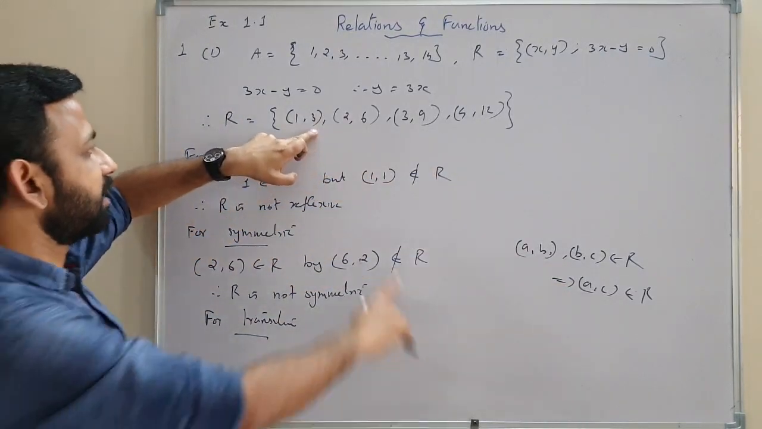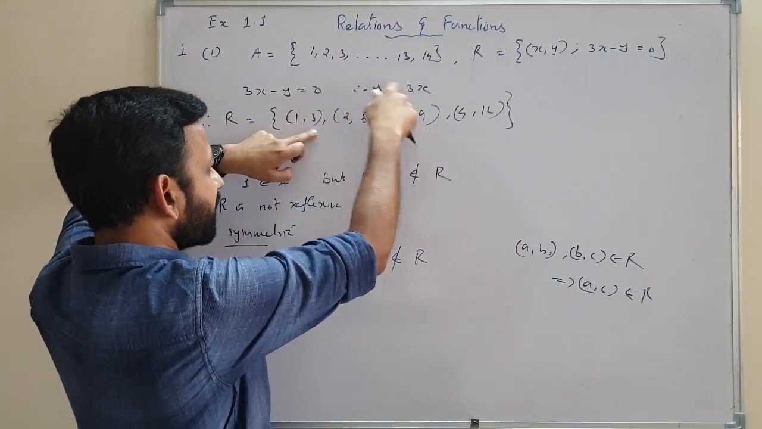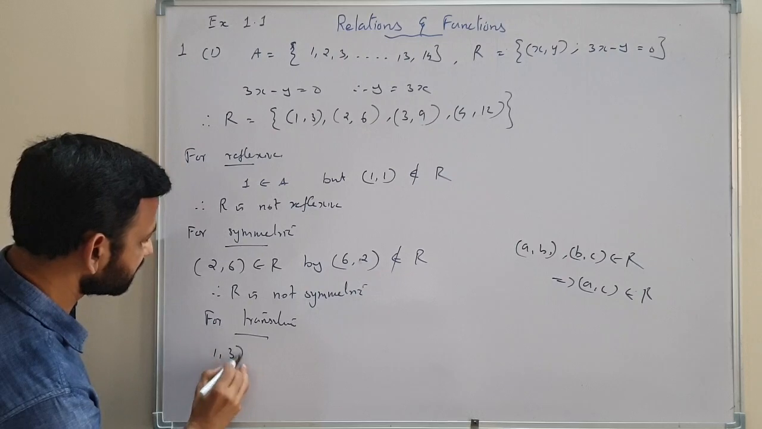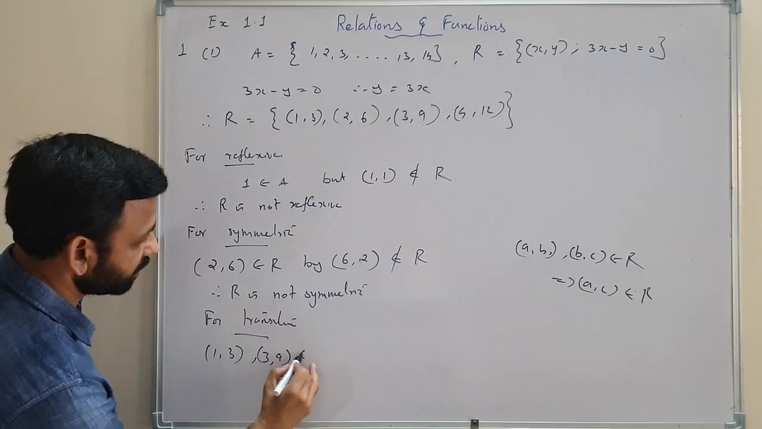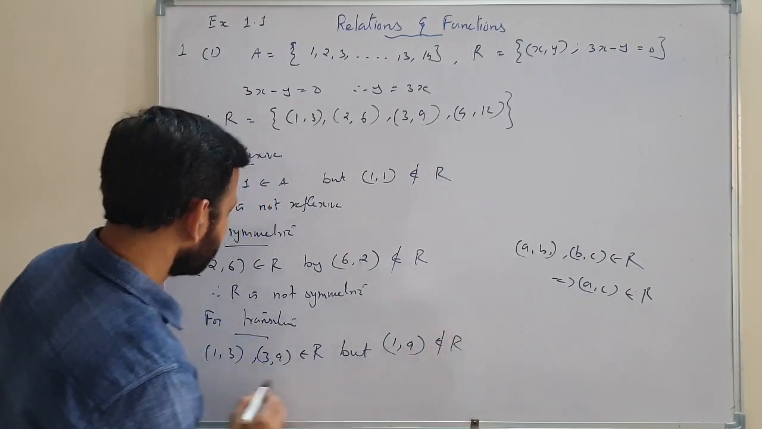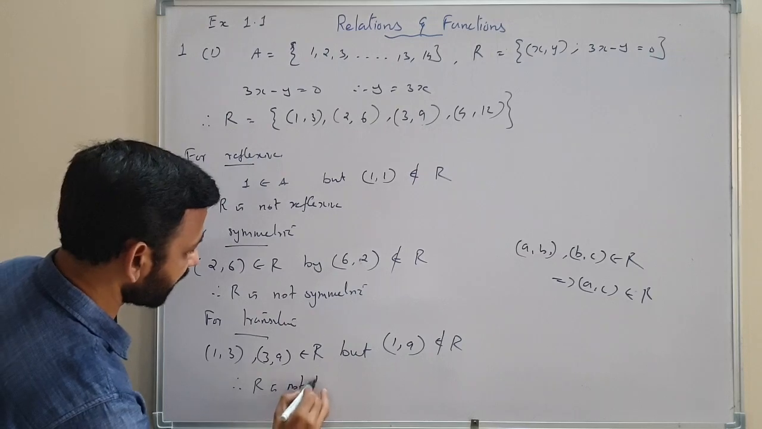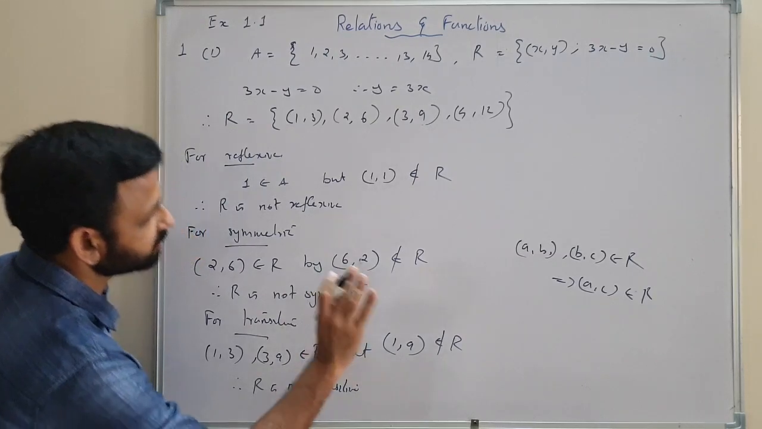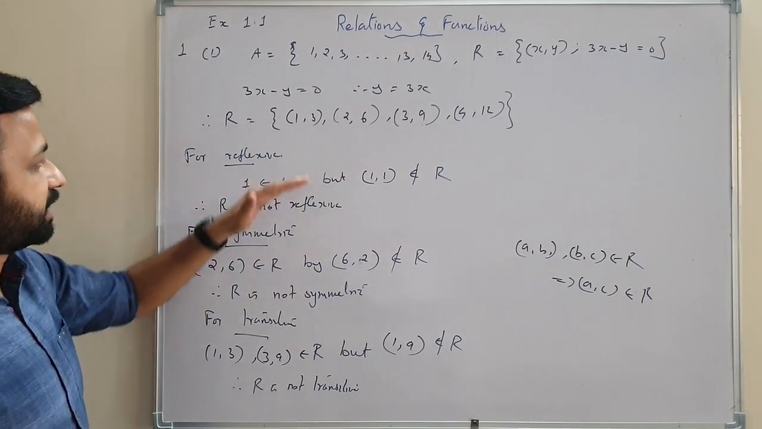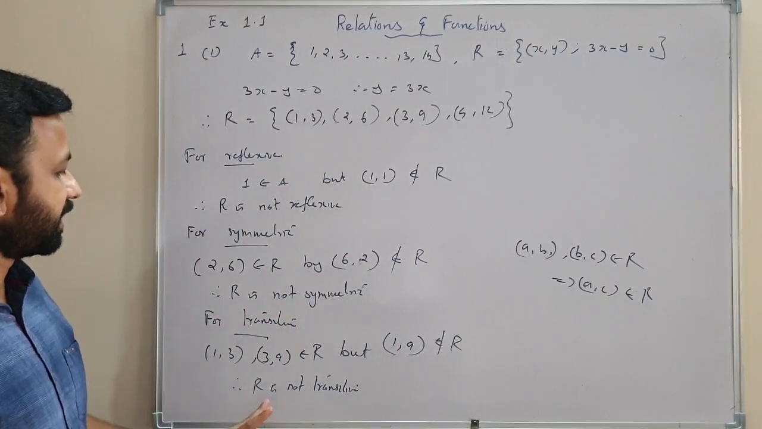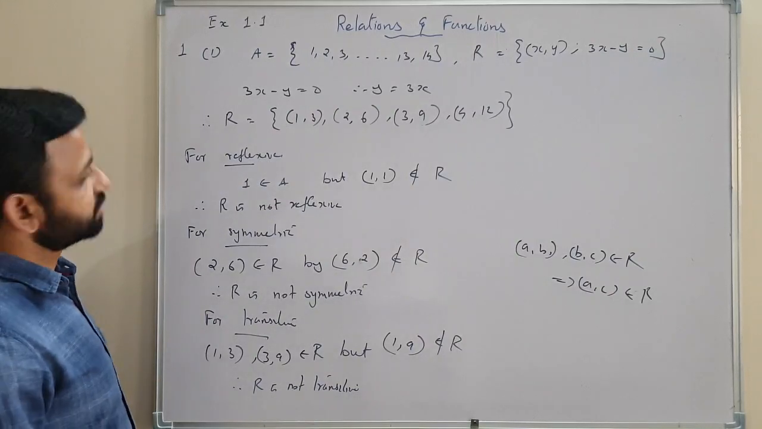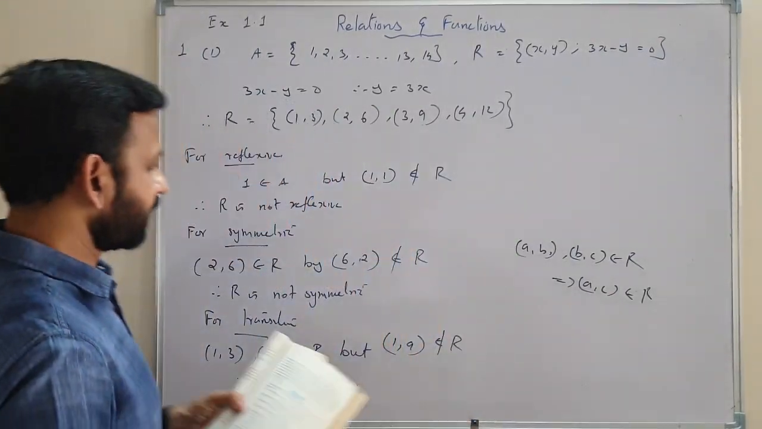So here (1,3) is an element, then (3,9) is an element, then (1,9) should be there, but (1,9) is not there, so it is not transitive. So we can write (1,3), (3,9) belong to R, but (1,9) does not belong to R. Therefore R is not transitive. So this relation is not reflexive, not symmetric, and not transitive. So that is question number 1. Now we can do the second question.